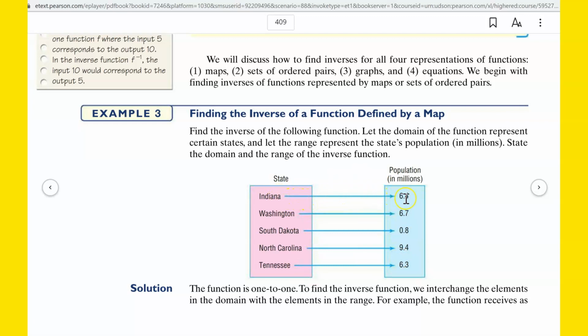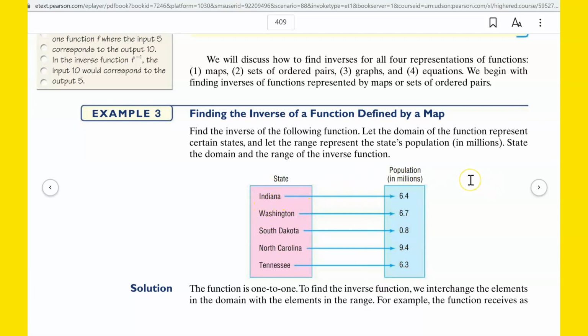Indiana points to 6.4 million. Well, in the inverse, it's just going to point the other way. 6.4 million is going to point to Indiana. So all the inverse function does is reverse the function. So instead of all the states pointing to the populations, it's just going to reverse it, and all the populations will point to the states.